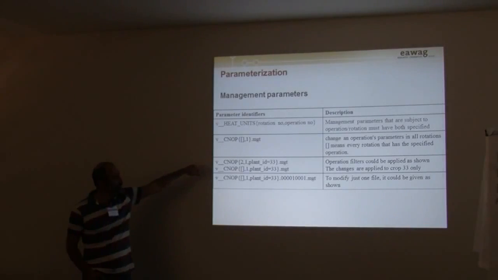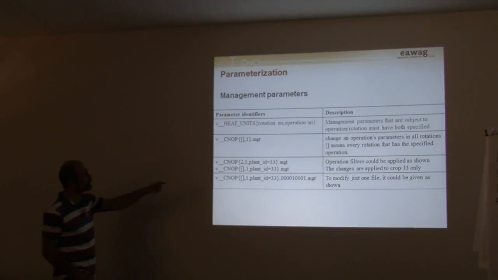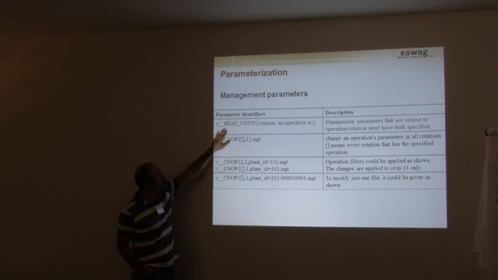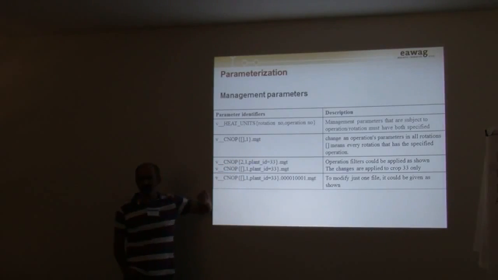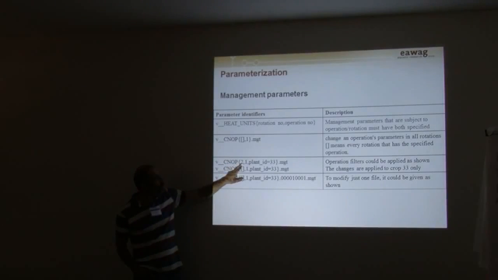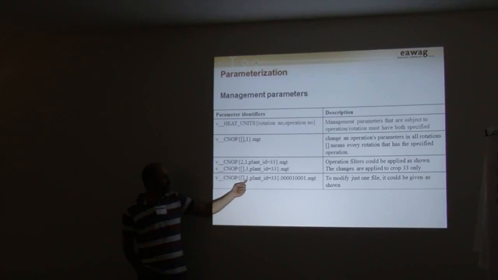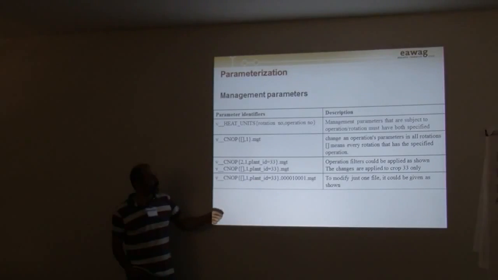These are management parameters. Management is a little bit more complicated to handle. So you have rotations, you have operations. You specify every management parameter by rotation number and operation number. And you can have some filters, for example, for rotation number 2, operation number 1, when the plant ID is number 33. Or you want all rotations, operation number 1, that would be a planting, when the plant ID is 33, you want to change this parameter for that.